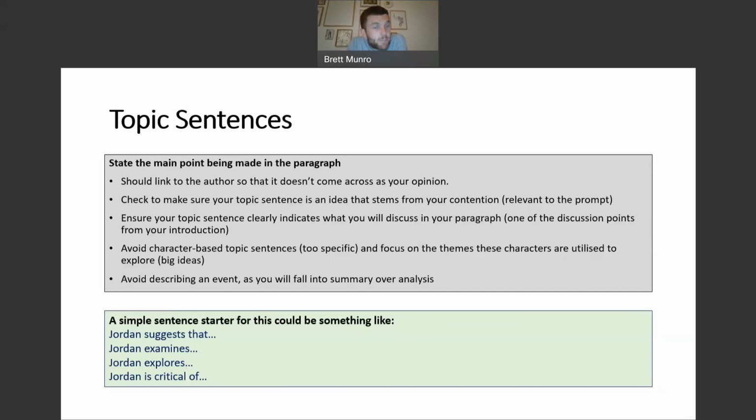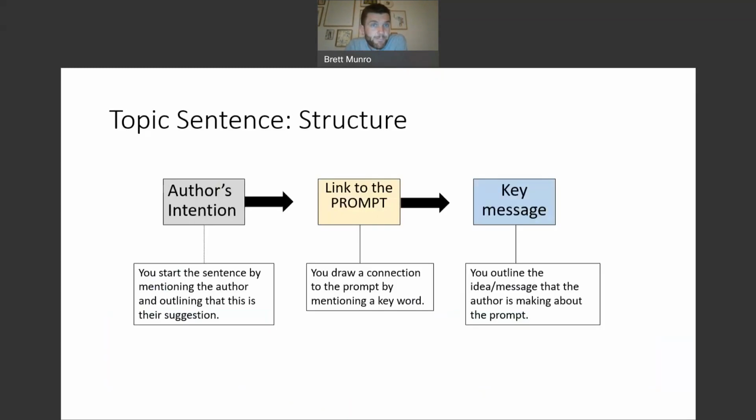So some simple sentence starters that we could use for our topic sentences are things like Jordan suggests that, Jordan examines, Jordan explores, and Jordan is critical of. Now, again, these sentence starters should not be completely new to you. This is something that we've been doing for a few years now. If you'd like me to go over these again, please come and speak to me. I'm happy to sit down with you at lunchtime, at recess, or after school.